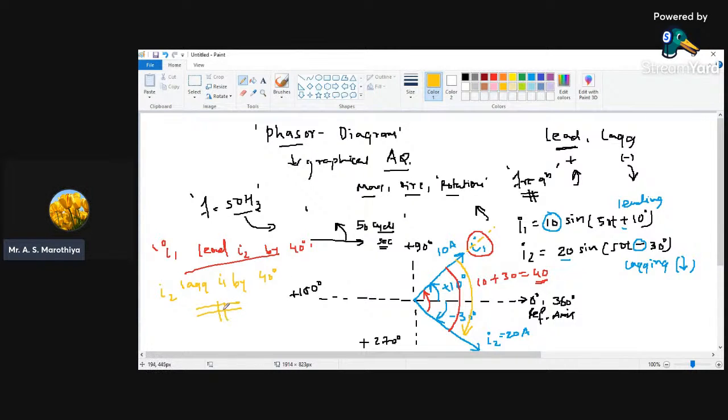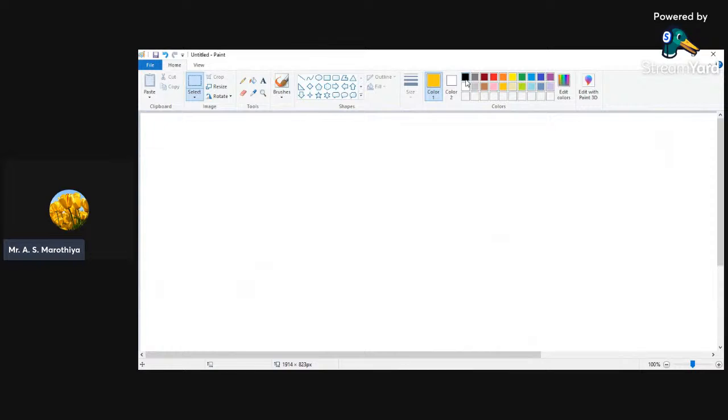The thing is that in one case we take I2 as a reference. So with respect to I2, I1 is appearing on the extreme anti-clockwise sense. That's why it is going to lead, and we can write I1 leads I2 by 40 degree. In the next case, we took I1 as a reference, and with respect to I1, I2 is available in the clockwise sense. And I told you that whenever we are dealing with clockwise, the quantity is going to lag. Hence, we can write I2 is going to lag I1 by an angle of 40 degree. This is very important. So these points we have discussed in the last class.